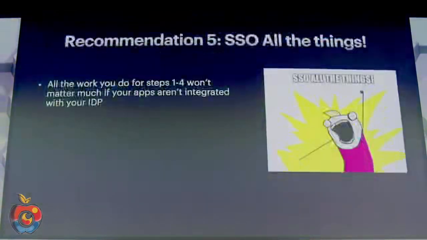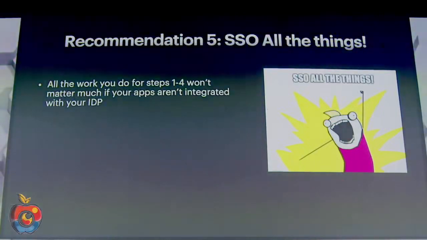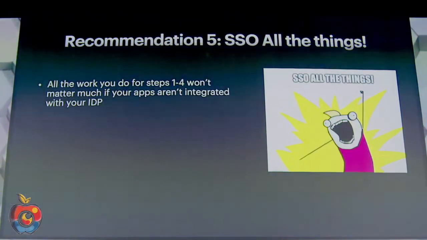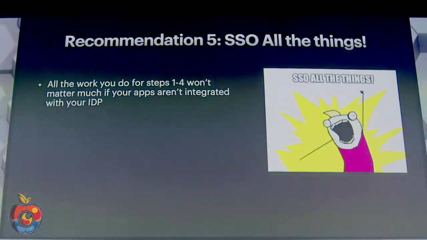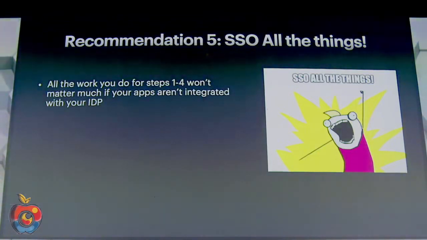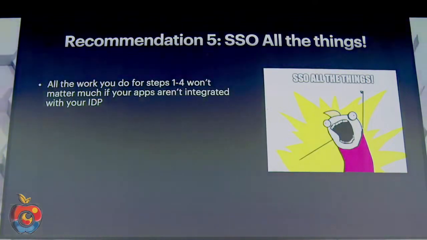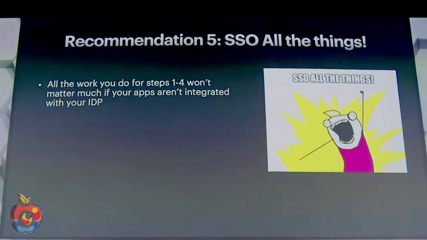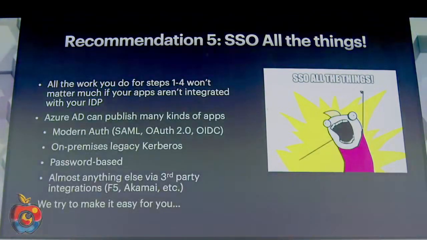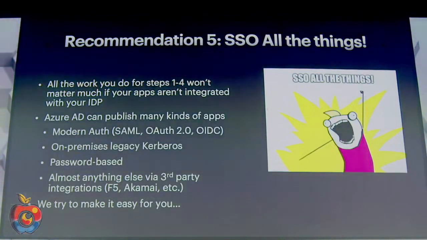And finally, the fifth thing is that if you go through all the work in the enterprise of adopting all the stuff that we just talked about, it doesn't really do you very much good if your applications are still integrated with an on-prem Active Directory or other LDAP directory. So in those environments, you really need to start adopting SSO. So adopt modern authentication, integrate those applications with Azure AD, or your IDP of choice. It doesn't have to be us. We like it to be us. But if it's Azure AD, we can publish all sorts of stuff.